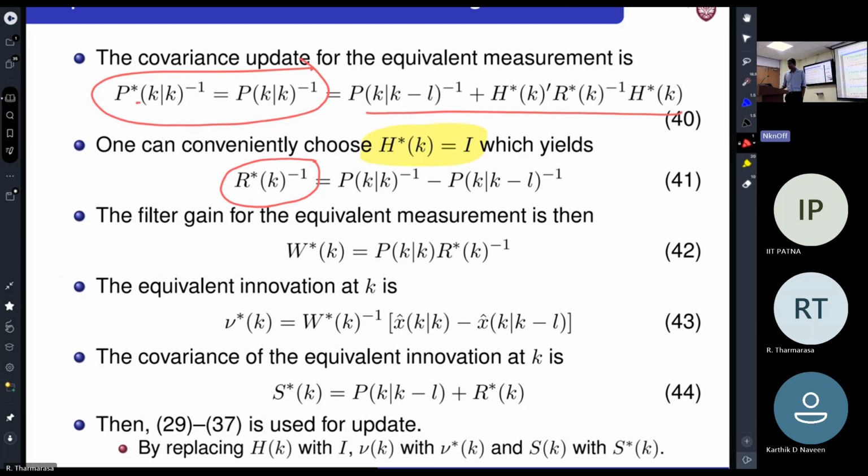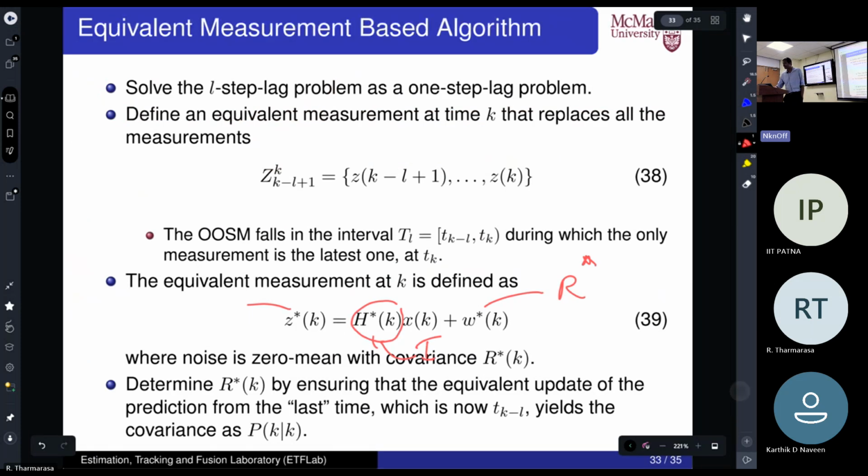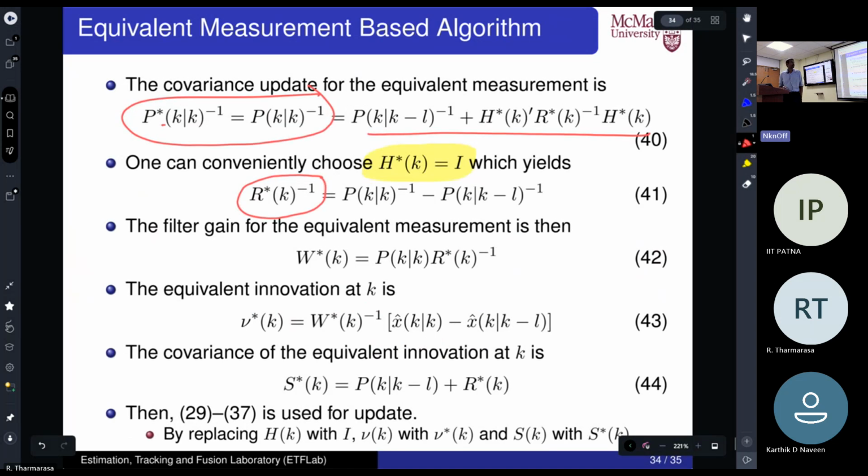Okay, now I have answered this. This is done. Now the remaining part is what this should be so that it is equal. Then you use those and substitute all of them, you get the weight stars, and you can get the innovation and so on. Then you use the single lag problem. So that is about handling multiple step lag with a single step lag algorithm with the equivalent.